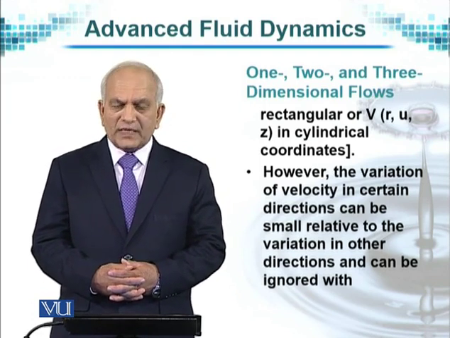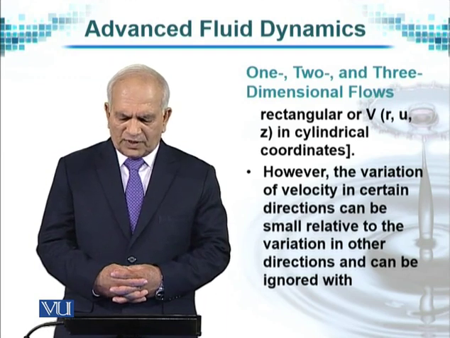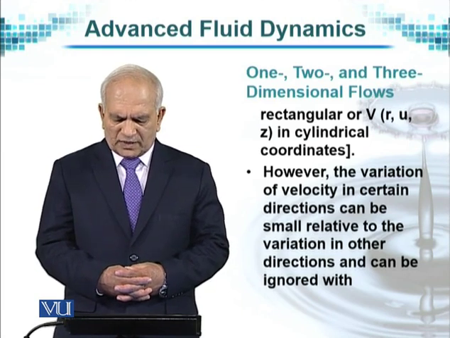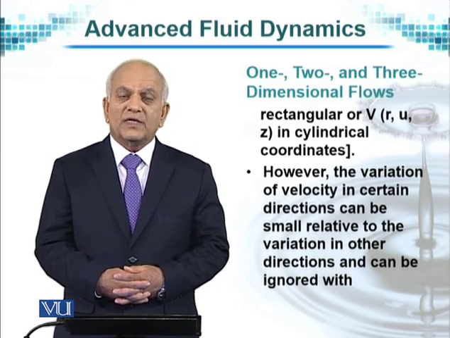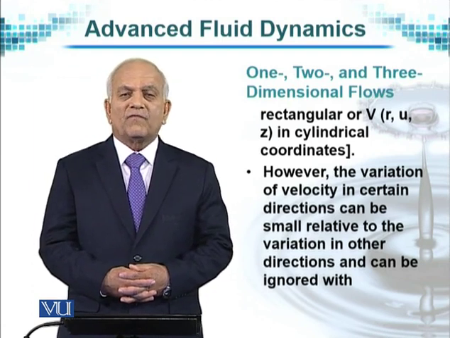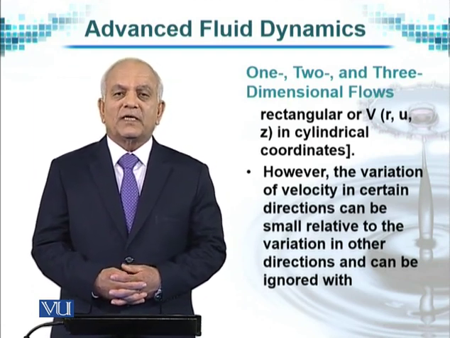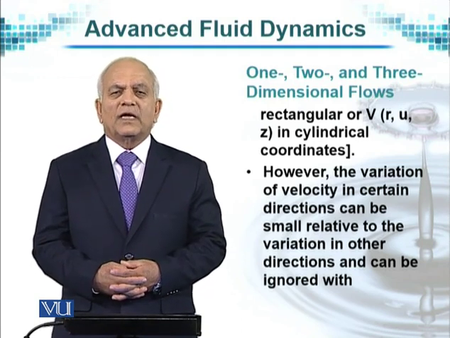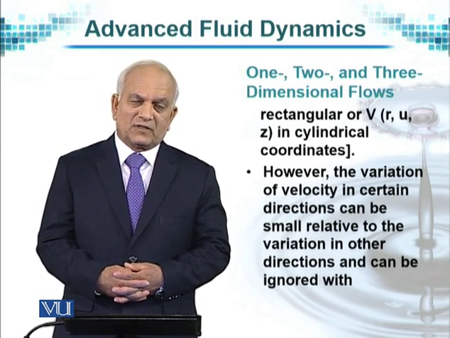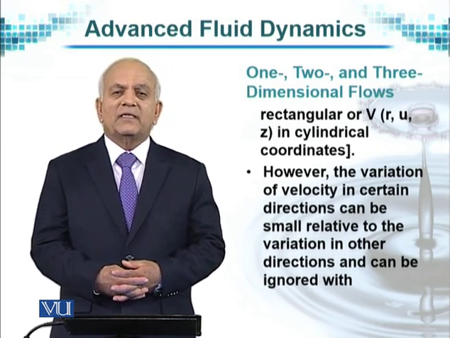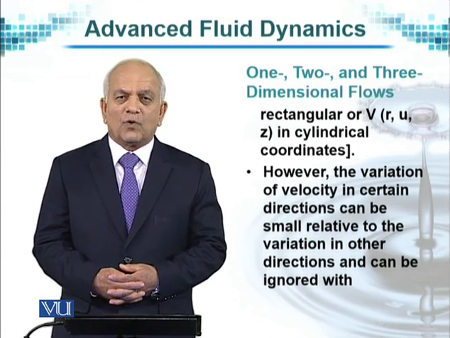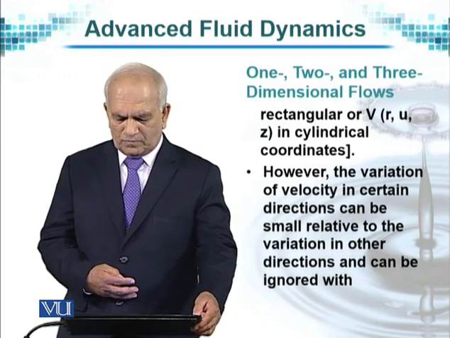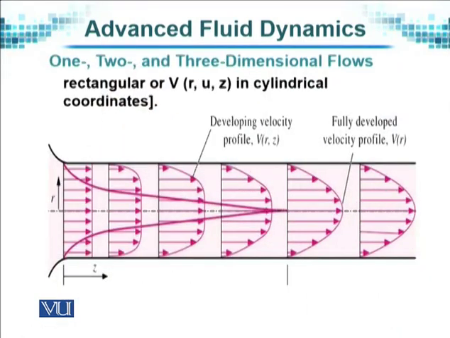However, the variation of the velocity in certain directions can be small relative to the variation in other directions. For example, if the velocity vector is dominating in the x direction, then the fluid flow can be ignored in the y and z directions, or if only in the r direction, it can be ignored in the θ and z directions. It all depends on the flow situation, and therefore we consider it.